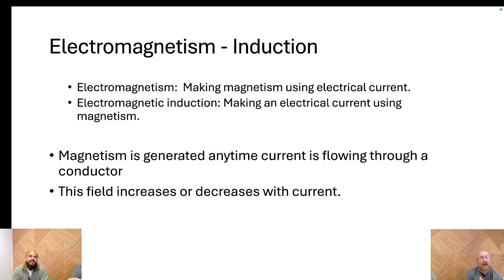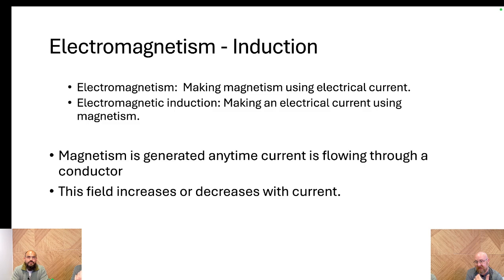So electromagnetism is making electricity using electrical current. Electromagnetic induction is when you're making electrical current using magnetism. They are one and the same thing. This is the fundamental force of nature.